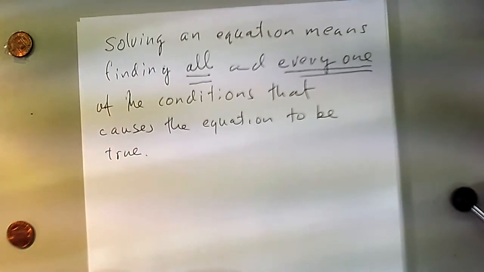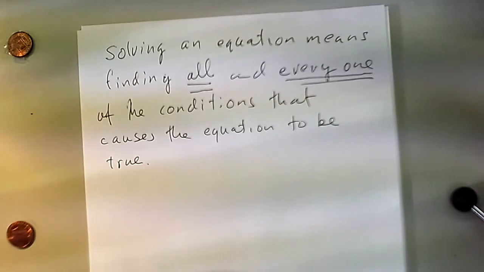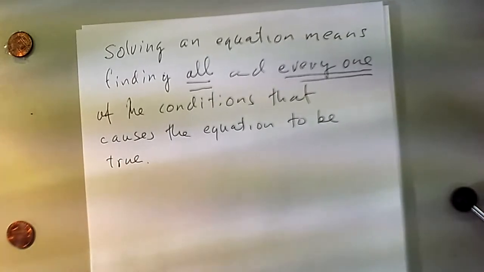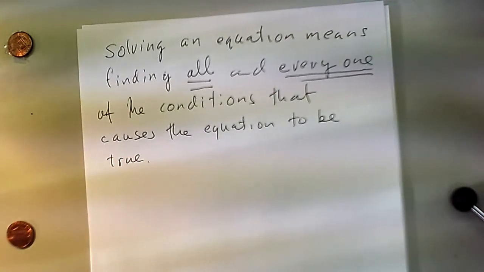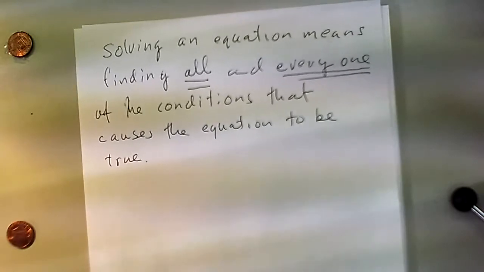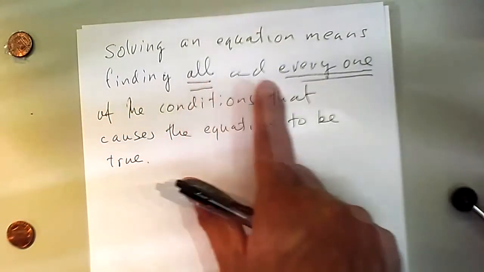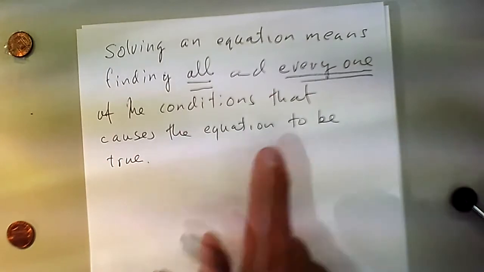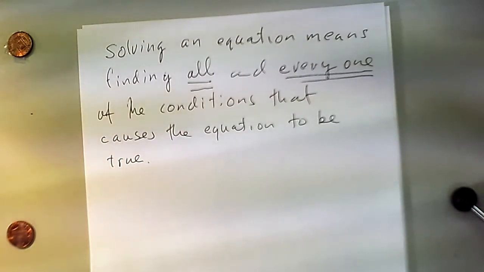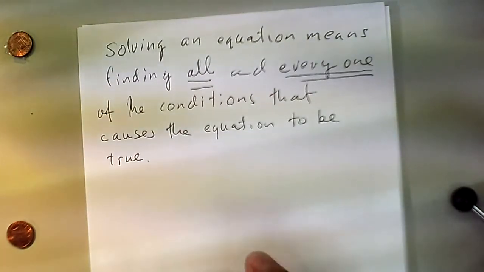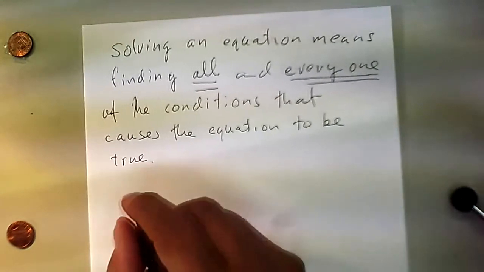Yeah, very, very important. There's a lot of nuances that are assumed in mathematics, and that is one of them. When we provide a solution, we mean all the solutions. We're not missing one, all the solutions. Very, very important. Okay.